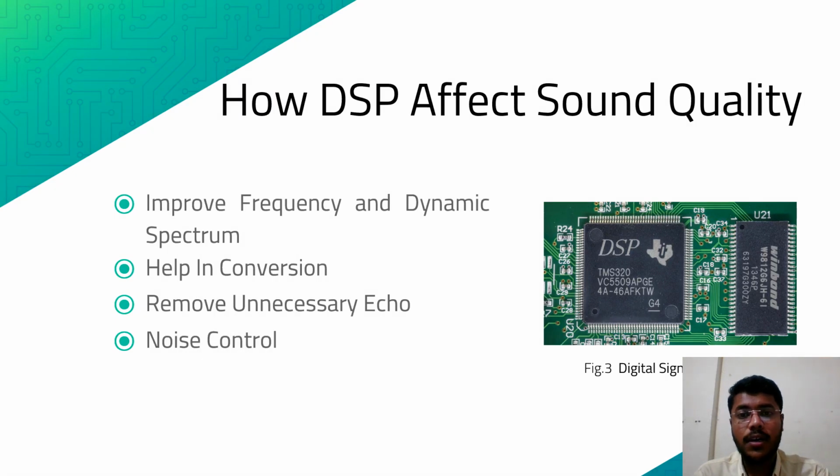How DSP affects the sound quality: it improves frequency and dynamic spectrum, helps in conversion, and removes unnecessary echo. Using different kinds of tools or methods, we can remove unnecessary sound or unnecessary noise from any kind of audio or video using DSP. So DSP affects the sound quality.